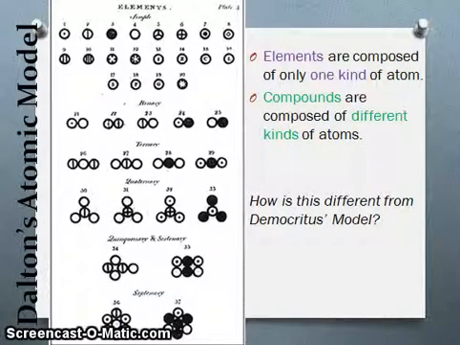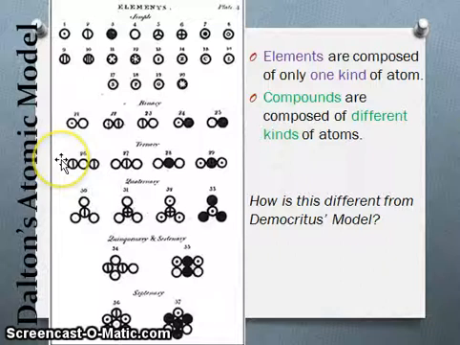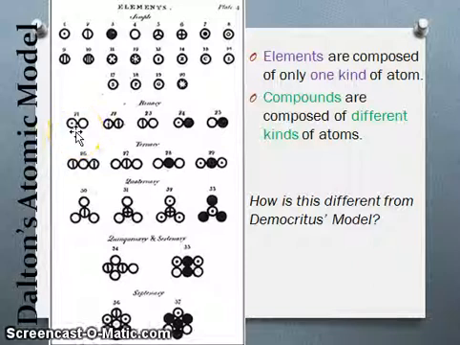Thanks to John Dalton's work, we now know that elements are composed of only one kind of atom and compounds are composed of different kinds of atoms. Here we see a table that Dalton published in 1808, and on the top we have the different elements, and then we have binary molecules, ternary molecules, quaternary molecules, and so on. For example, a binary molecule will have two different elements together, which will be a compound, as we know now.